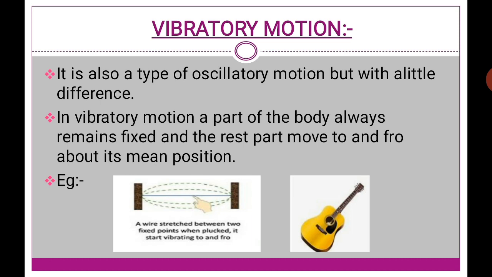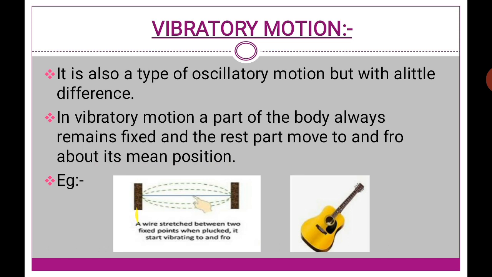Next we will learn about vibratory motion. Now vibratory motion is also a type of oscillatory motion only. It is similar to oscillatory motion, but it has a little difference. In vibratory motion, a part of the body always remains fixed and the rest of the part moves to and fro about its mean position. That means in vibratory motion, some part of the body is always fixed and only the rest of the body will move in to and fro motion.